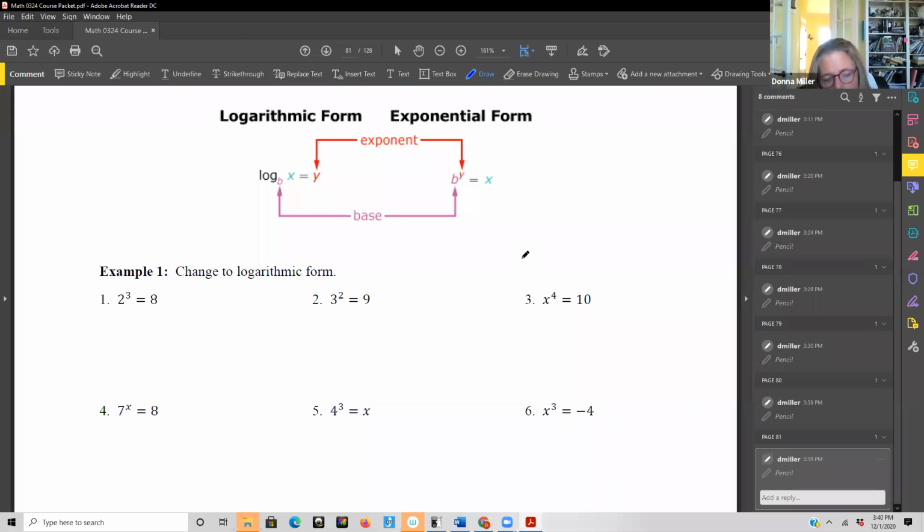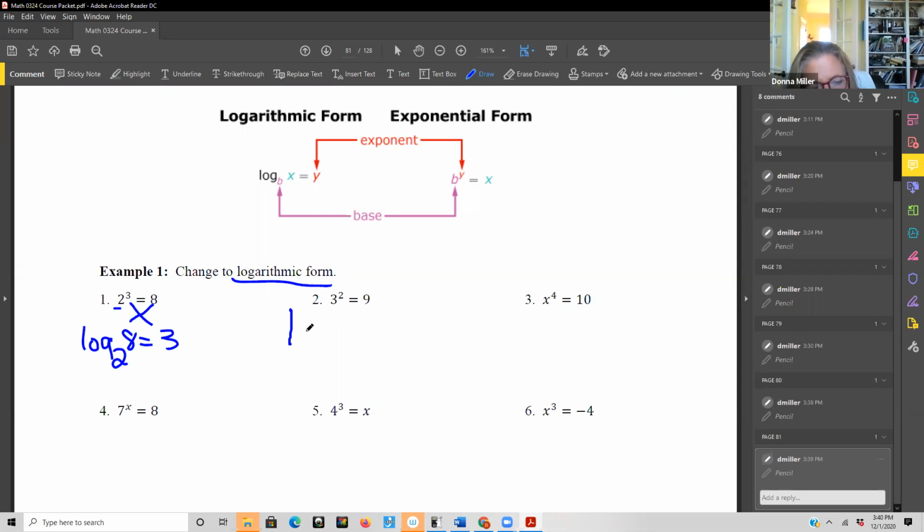So for example, if I want to write these in log form, that means I need a log. I keep the base. The base in this case is the number on the bottom. So it's log base 2, and then I switch these guys. Log base 2 of 8 equals 3, and that would be the logarithmic form of that expression. Okay, keep the base, switch x and y.